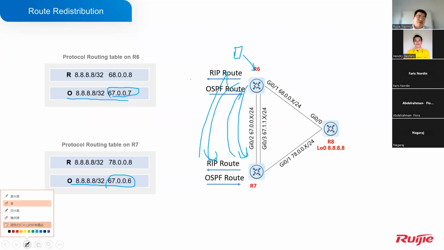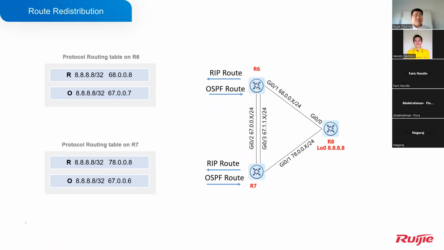This is also called the layer 3 loop. In this case, you can find that the improper route redistribution will cause two problems. The first problem is the layer 3 loop, and the second possible problem is suboptimal routes or suboptimal paths. To solve this problem, what can we do? Think about this. How can we solve this problem?